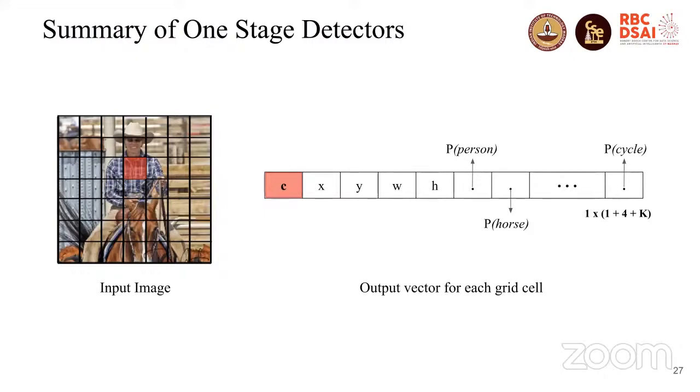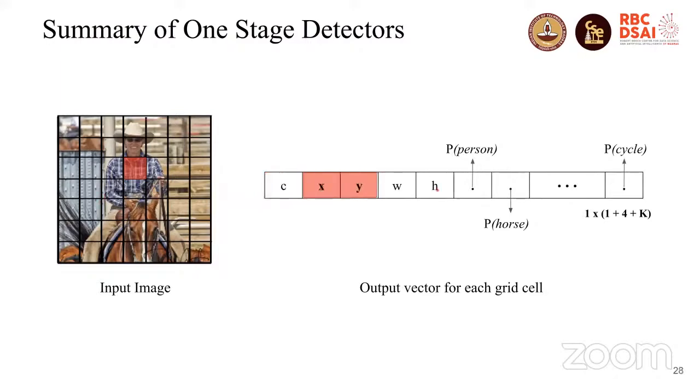So for this particular cell, that confidence would be high because it actually lies at the center of this person object. At the same time, if it lies at the center of a person object, I'm interested in knowing the XY coordinates and the width and height of that object, right? So I'm interested in knowing that, suppose this is the XY coordinate, this is the height, and this is the width.